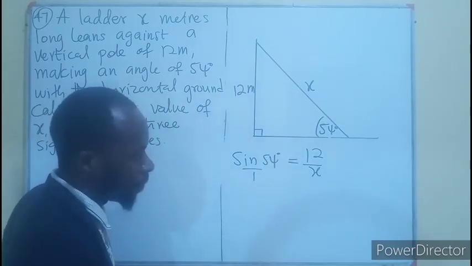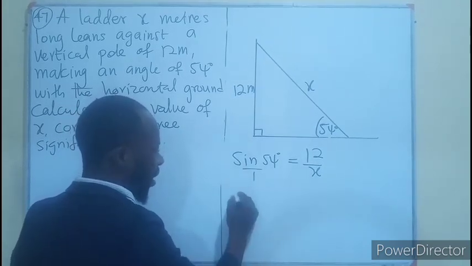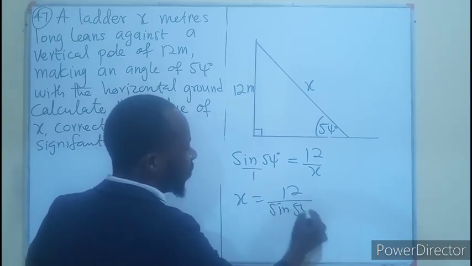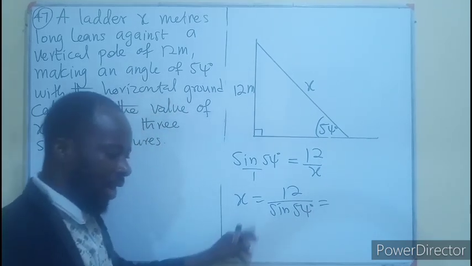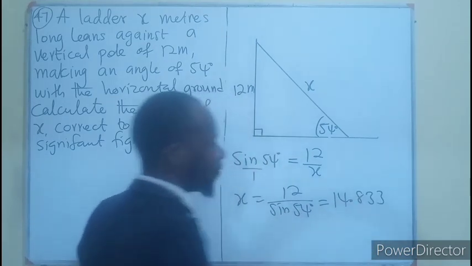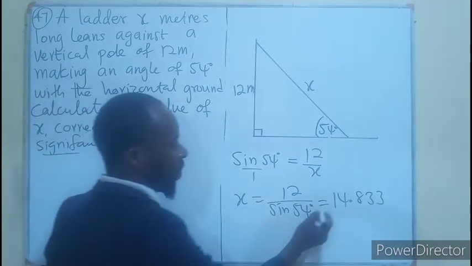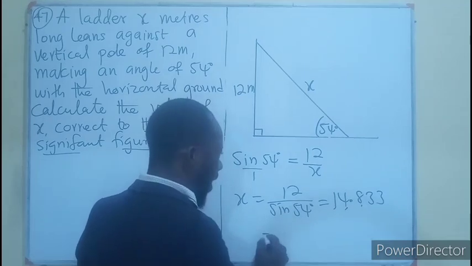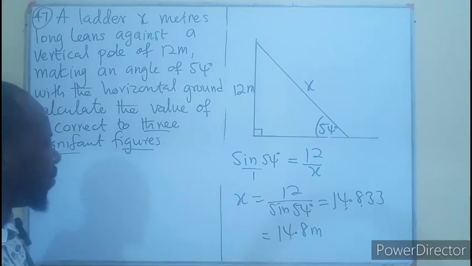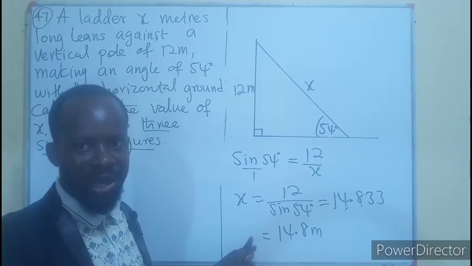When you cross multiply, this is coming, this is going there. So you'll be having X equals 12 divided by what? Sine 54 degrees. And if you put that in the calculator, you'll have 14.833. But you're looking for 3 significant figures. So first figure, second and third, and that will be 14.8 meters. 14.8 meters will be the best solution, and that will be option B on the question paper.